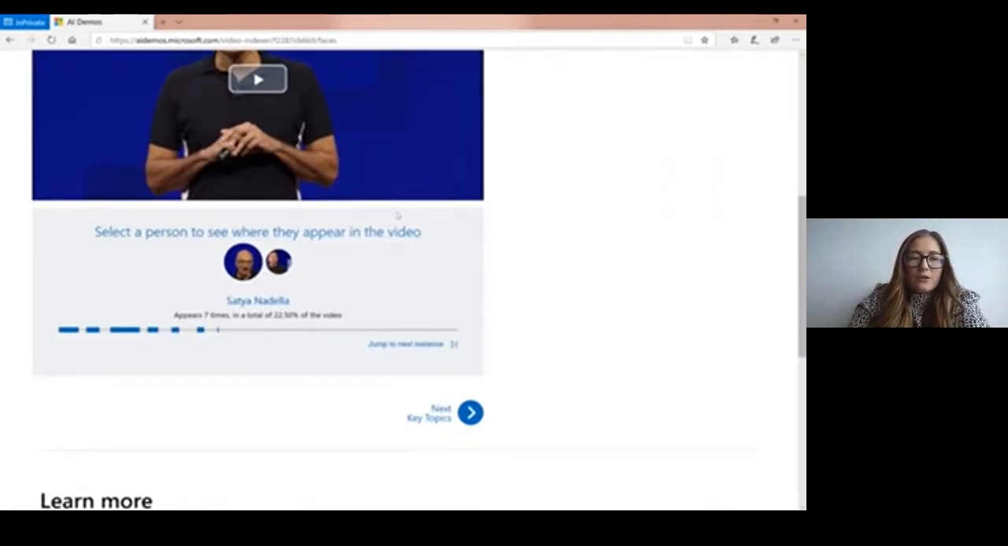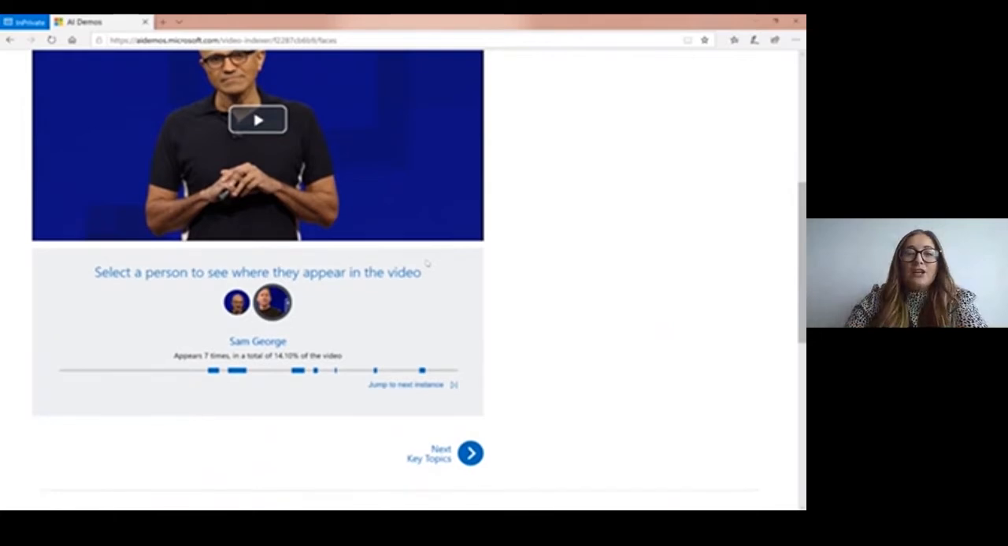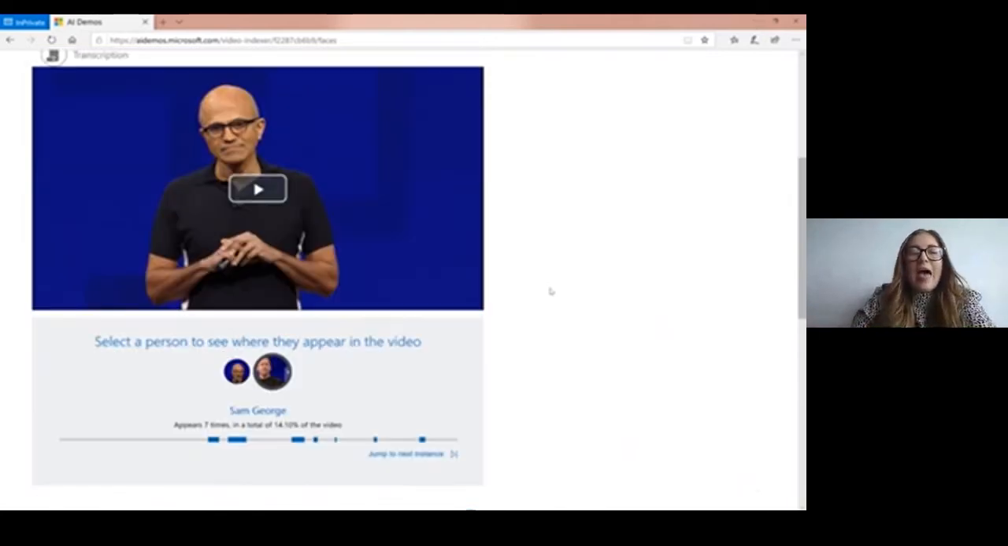Now, the coolest thing, I think, is that it actually picks out the people that are in the video. So it's telling me here there's 2 people in the video. There's Satya, who's the Microsoft CEO, and then there is Sam George. So let's say I am a journalist, and this is how this can be really, really beneficial in real life. Let's say I'm a journalist and I'm writing for an Irish newspaper.